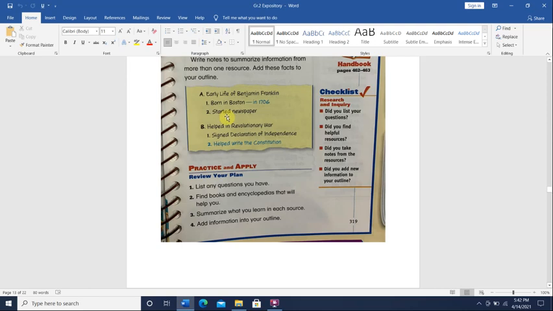In the second paragraph, we wrote why we admire him. We wrote that he liked science and he opened the first library and the first fire station.